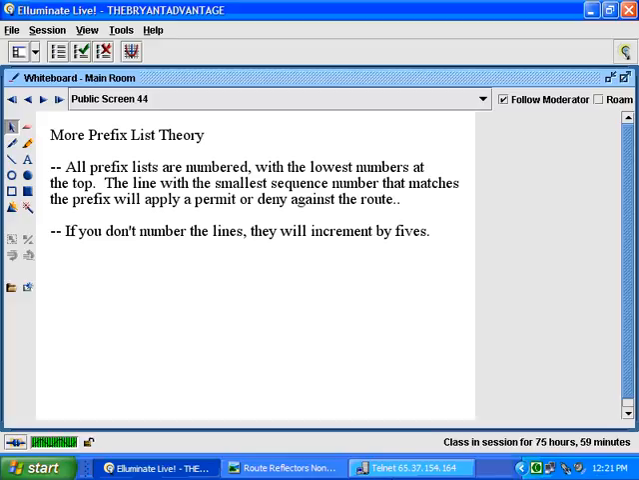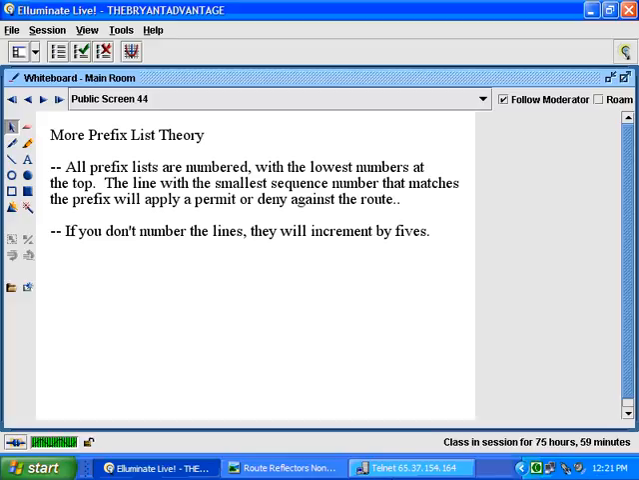The lowest number is going to be at the top. It's going to look like 5, 10, 15, 20, because if you don't number the lines, they increment by 5s by default. And you'll see that in just a few minutes. So the lines are going to go 5, 10, 15, 20, and onward. The line with the smallest sequence number that matches the prefix will be the line that applies a permit or deny against the route. And of course, those lines are going to be at the top because the lines will appear in numeric order. So we would expect to see, just like in an ACL, that it's going to run from top to bottom, and as soon as a match is found, the prefix list is going to stop running.